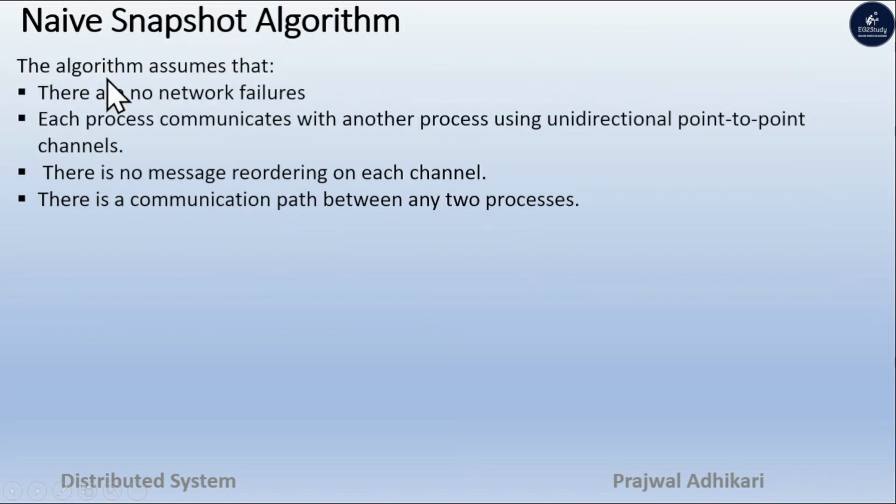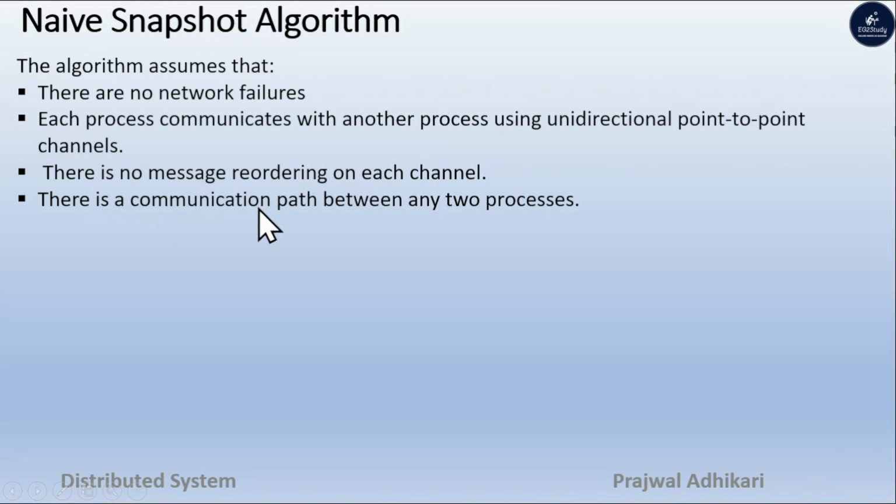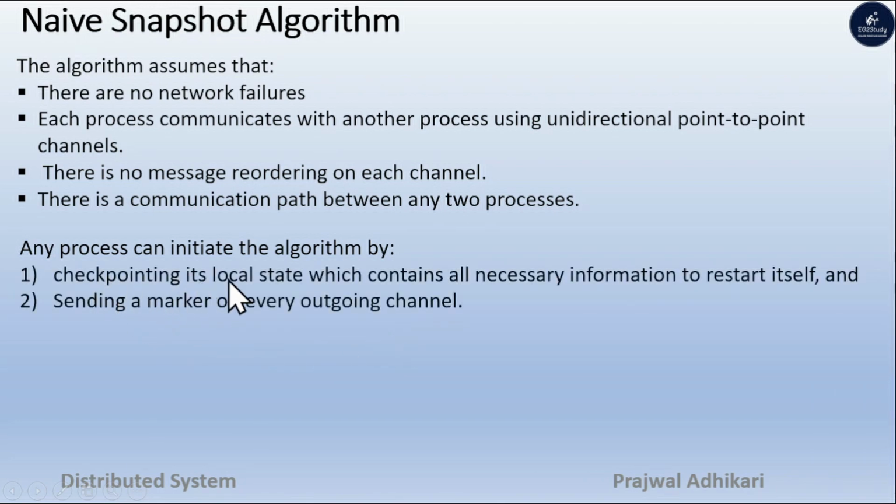The snapshot algorithm assumes that there is no network failure. Each process communicates with other processes using a unidirectional point-to-point channel. There is no message reordering on each channel. There is a communication path between any two processes. Any process can initiate the algorithm by doing the following two things: checkpointing its local state, which contains all the information to reset itself, and sending a marker on every outgoing channel.